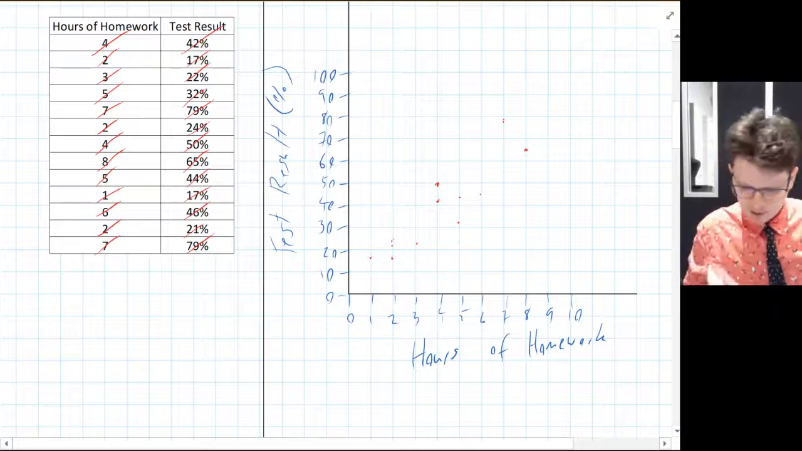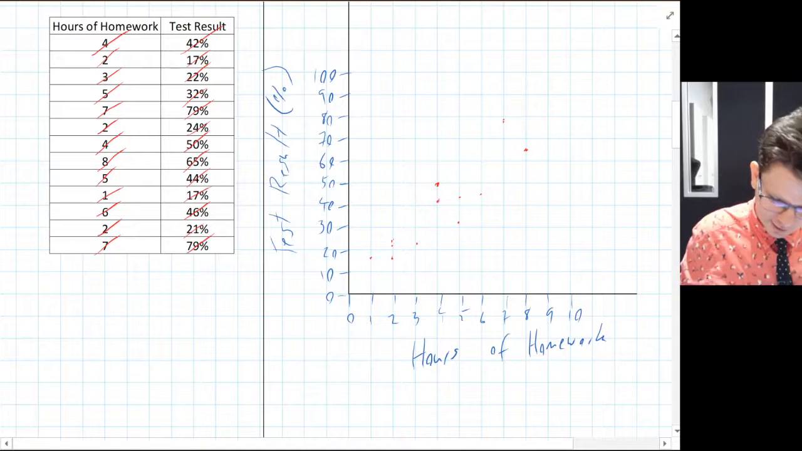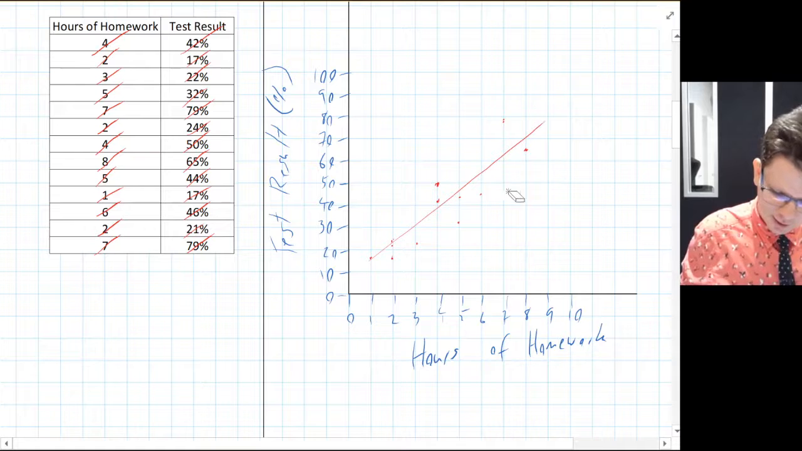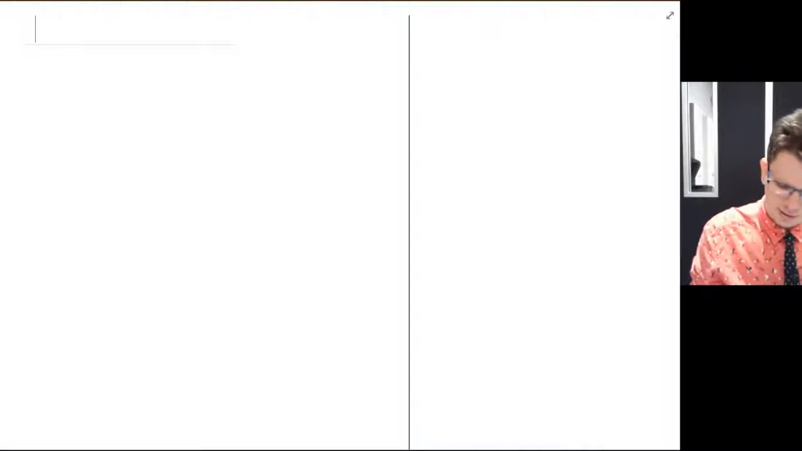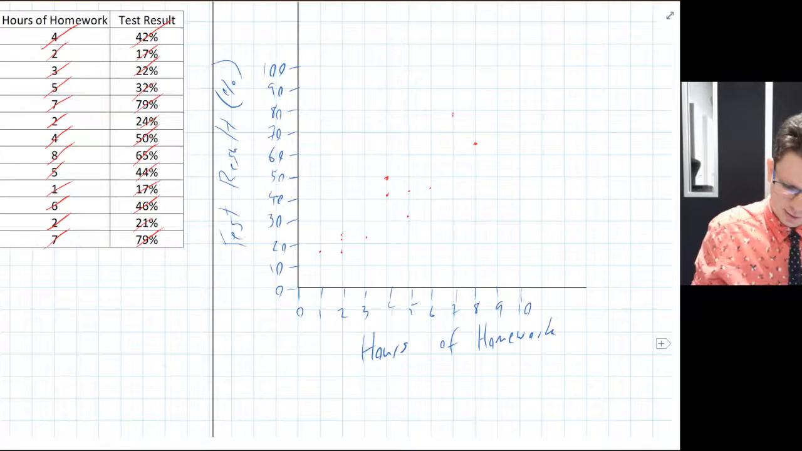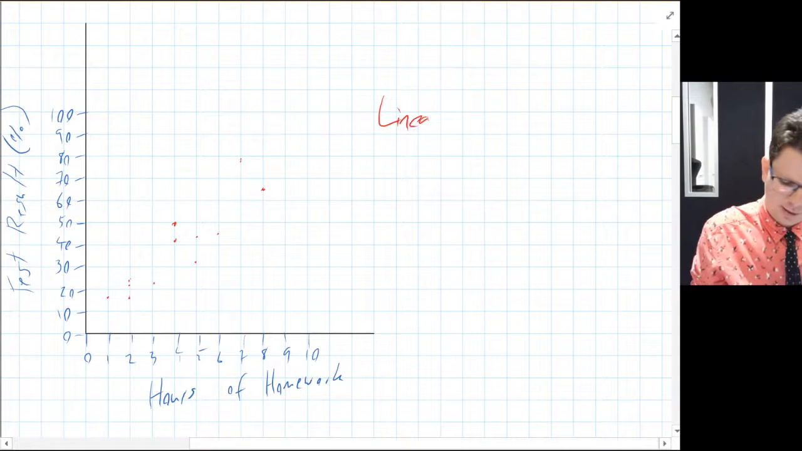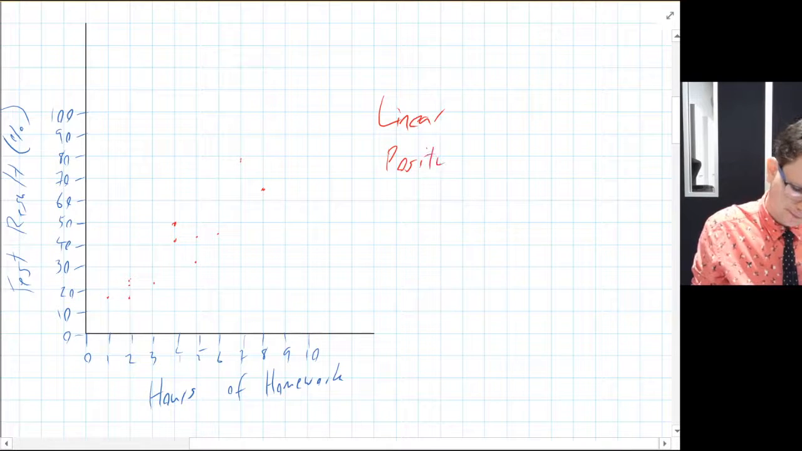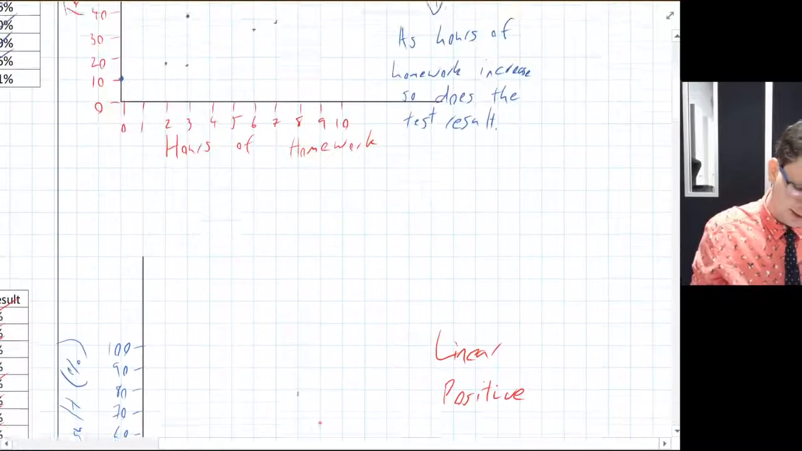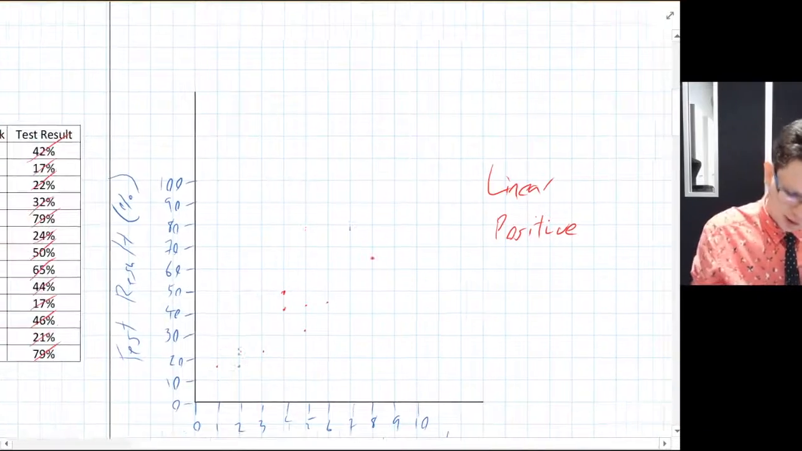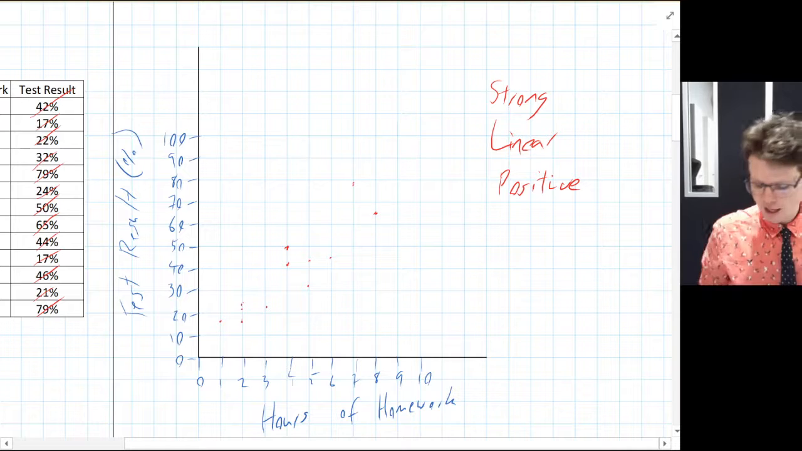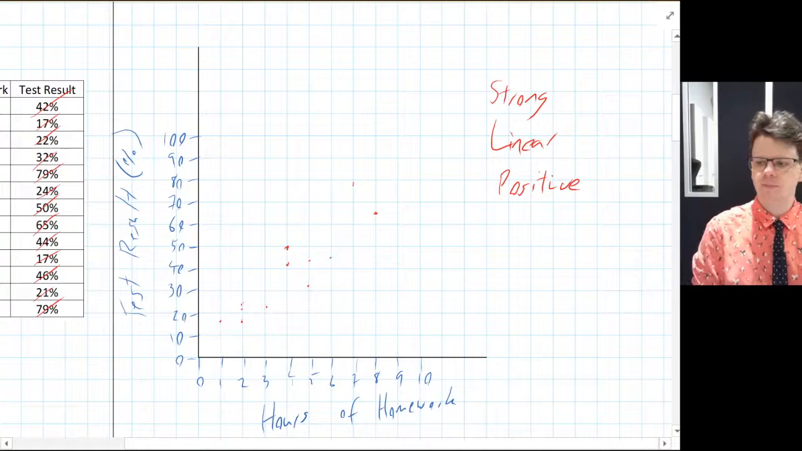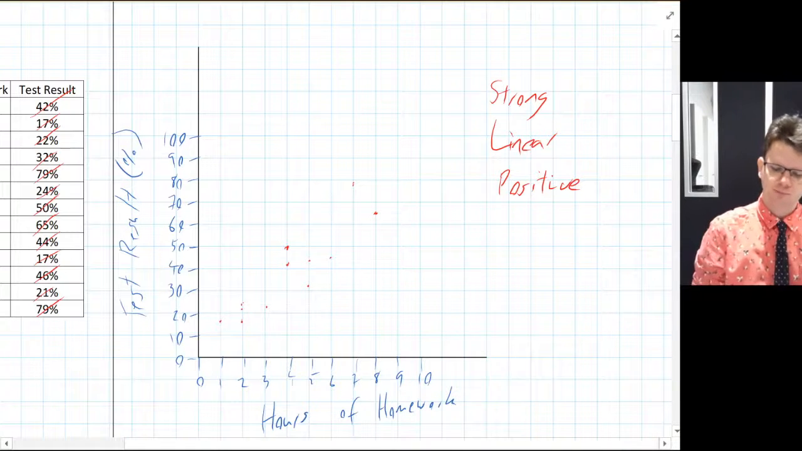and that's it. Once again, let's have a look at a few of the different lines that could go through. We could go about there, about there, about there. I mean, they're all pretty close. So I'm actually going to lean a little bit closer. I definitely think it's linear. I definitely think it's positive. And I think this one has a little bit stronger correlation than the previous one. So I might actually call this one strong. And what does it mean? It means that as you increase the amount of hours of homework you do, your test result also increases. That's what positive means. Alrighty.